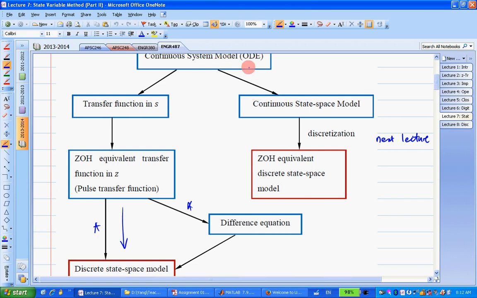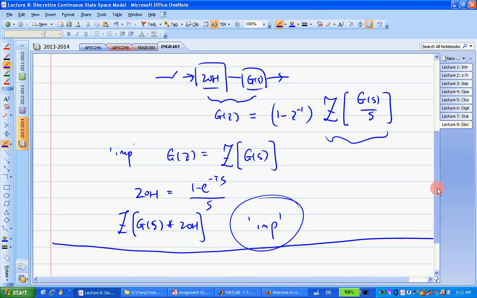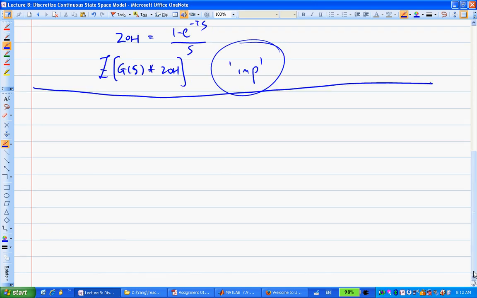Based on the continuous ODE, you first obtain the continuous state space model, and then discretize the continuous state model using a zero order hold equivalent to obtain this discrete state model. So this is what we're going to do today. Let's take a look at how we go through this branch. Since we are discretizing a continuous state model, let's write down the continuous state space model first. I'll show you through an example later how to obtain this continuous state space model.